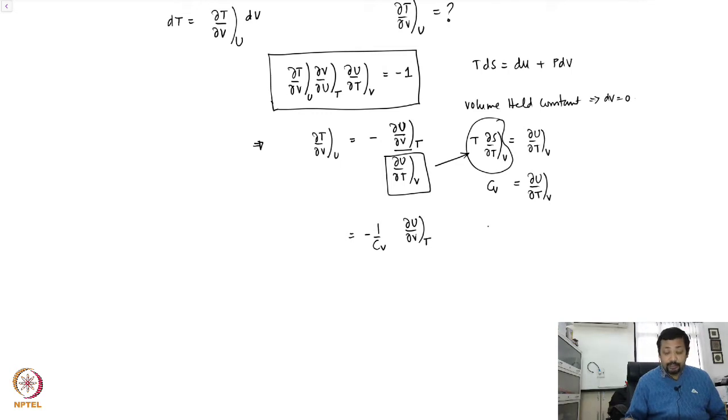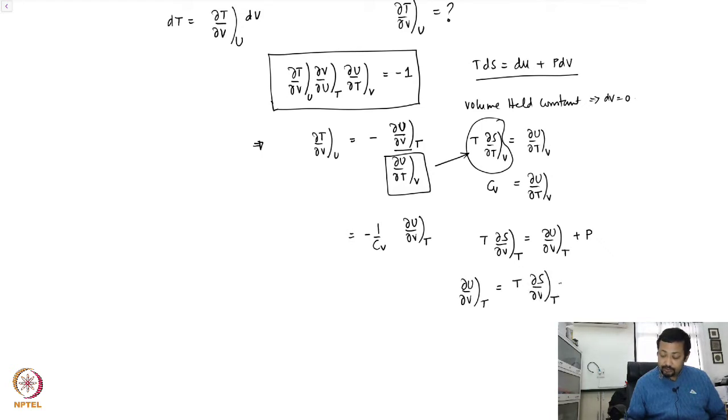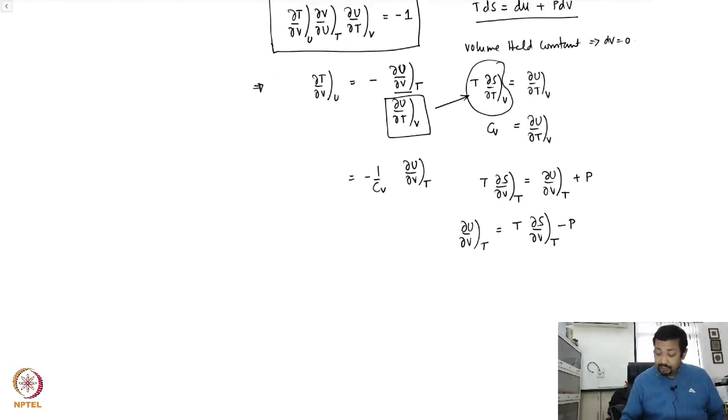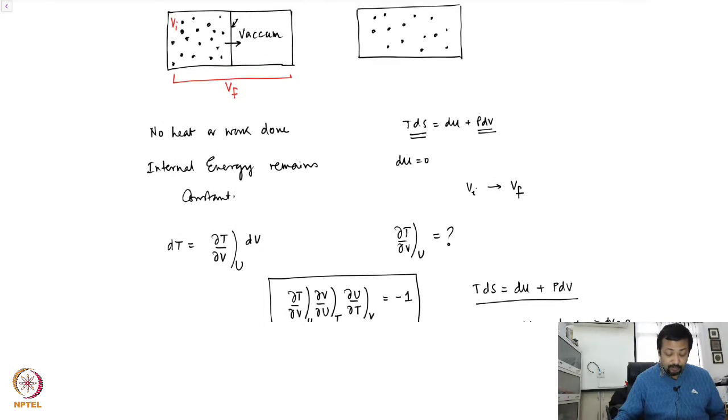Now for (∂U/∂V)_T, we use the first law again. T(∂S/∂V)_T is equal to (∂U/∂V)_T plus the pressure. So that (∂U/∂V)_T is going to be T(∂S/∂V)_T minus the pressure.